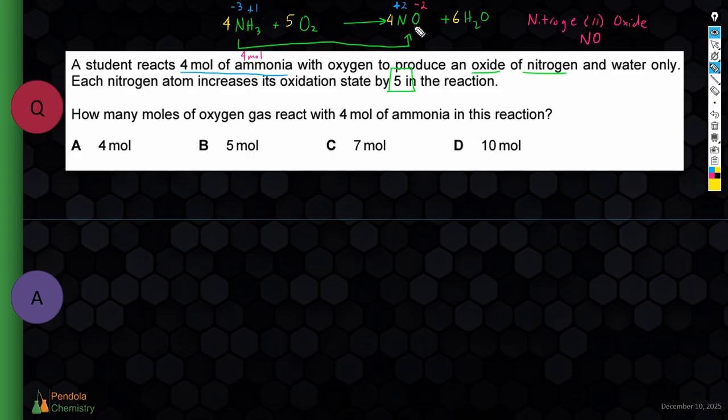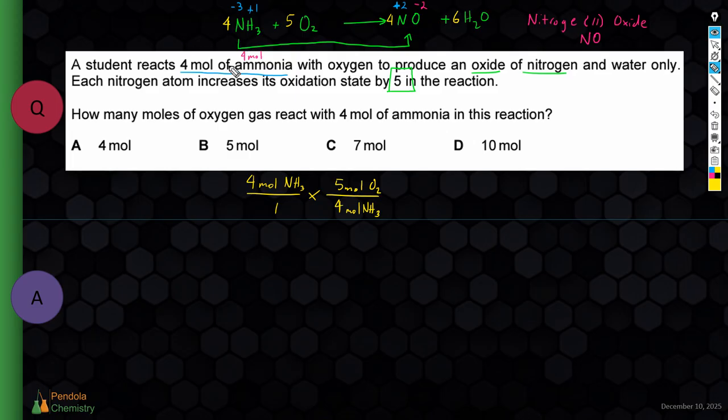And we can see that this is still balanced now with whole numbers, so 4 nitrogens, 4 nitrogens. 4 times 3 is 12 hydrogens. 6 times 2 is 12 hydrogens. And then 6 plus 4 is 10 oxygens here. 5 times 2 is 10 oxygens here. And so if we have 4 moles of ammonia, now we have a mole ratio, we can simply see that 4 moles of NH3 is 5 moles of O2.